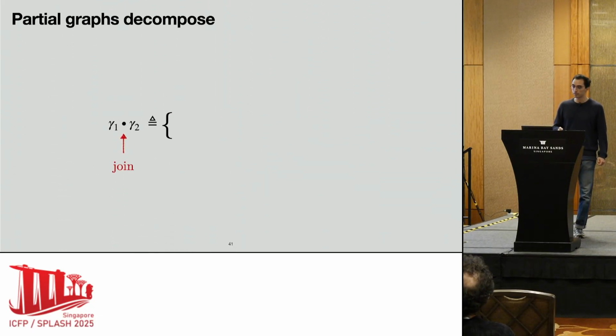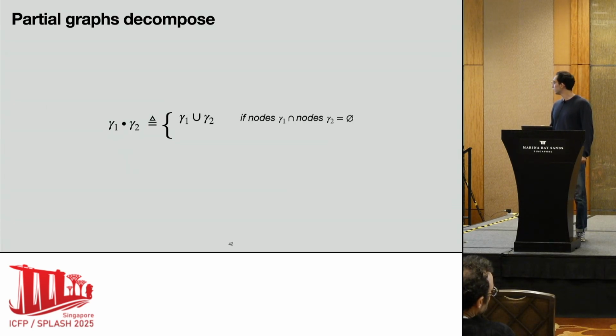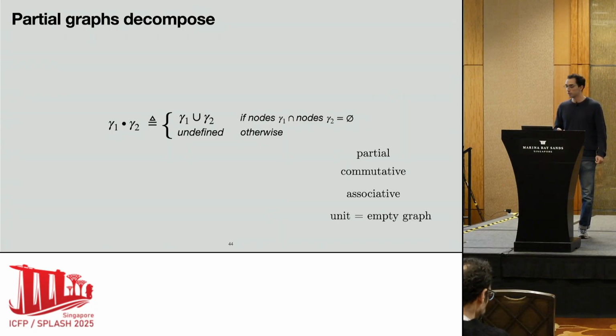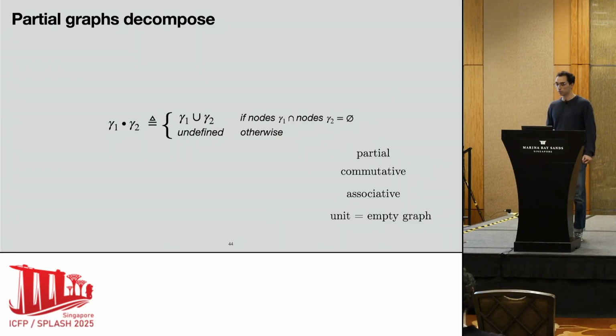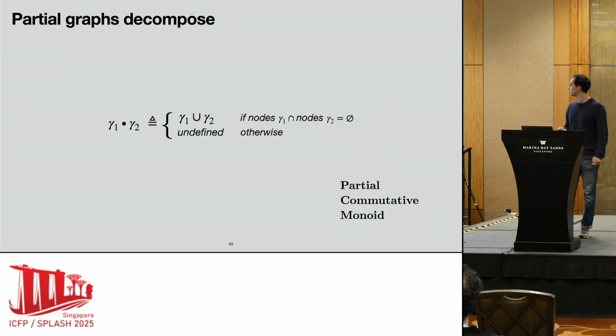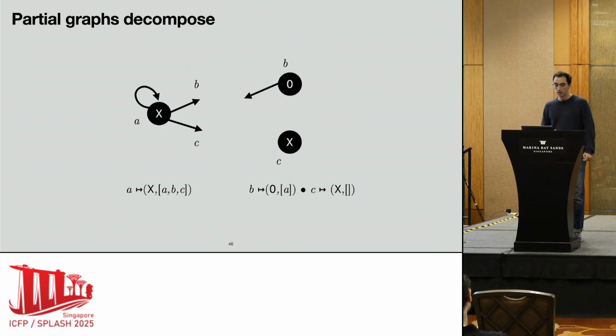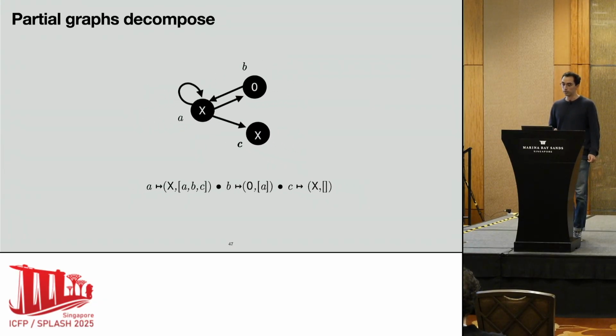So partial graphs decompose with the join operation, which is defined as plain union if the nodes are disjoint and undefined otherwise. This operation is partial, commutative, and associative. And with the empty graph as unit, it conforms a partial commutative monoid. With this notion of composition, partial graphs compose and decompose trivially.